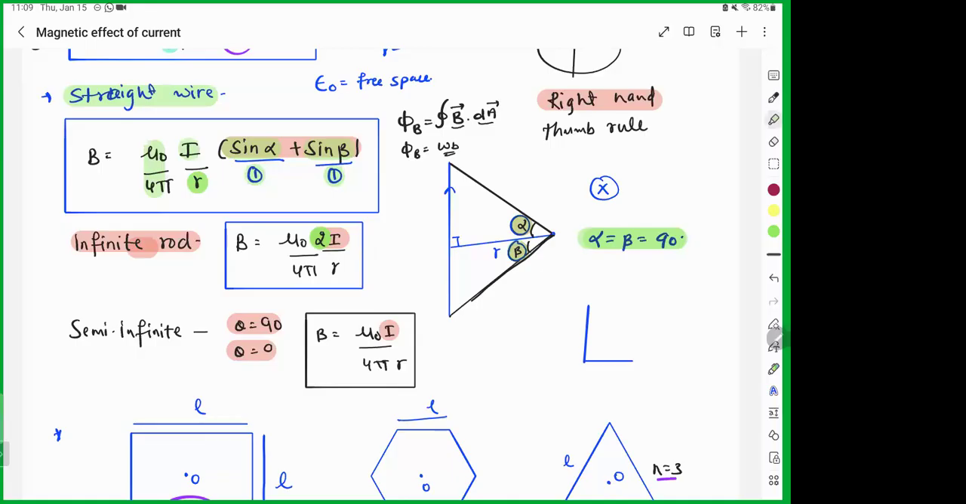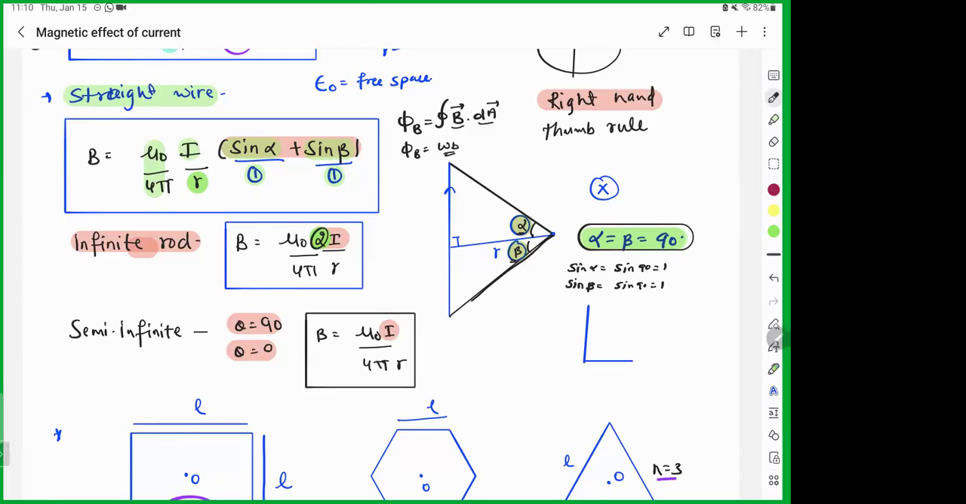The rule for the infinite rod is, in this case, your angles alpha and beta both will become 90 degrees. Sin alpha will be equal to sin 90, which is equal to 1. Same way, sin beta, in case of infinite rod only, will be equal to sin 90, equal to 1. So 1 plus 1 will be 2, and instead of sin alpha plus sin beta, what do you have? 2. Make sense?